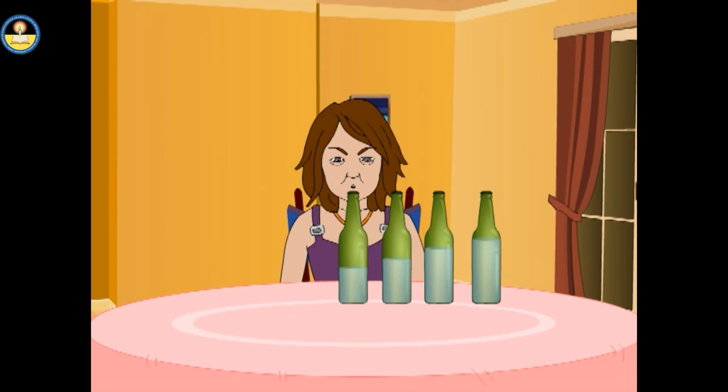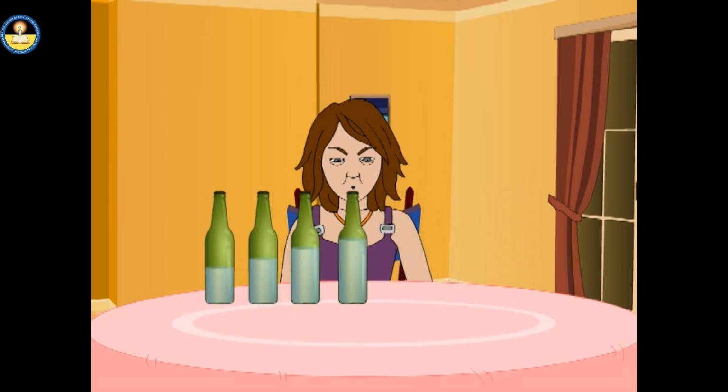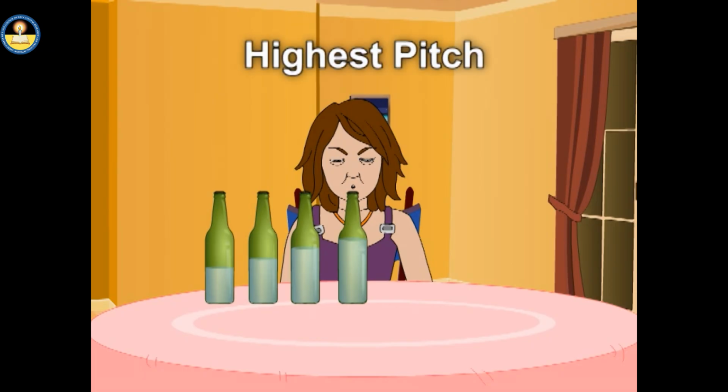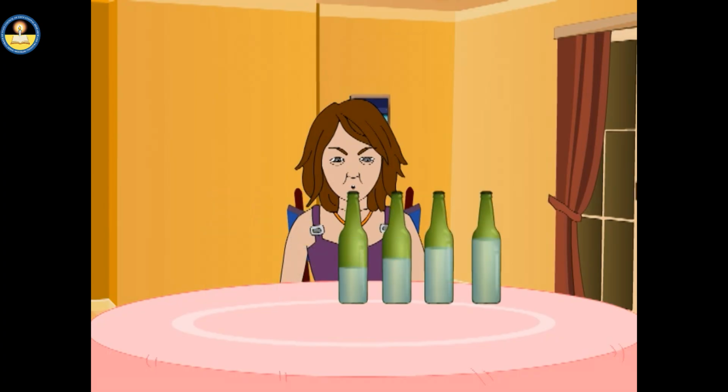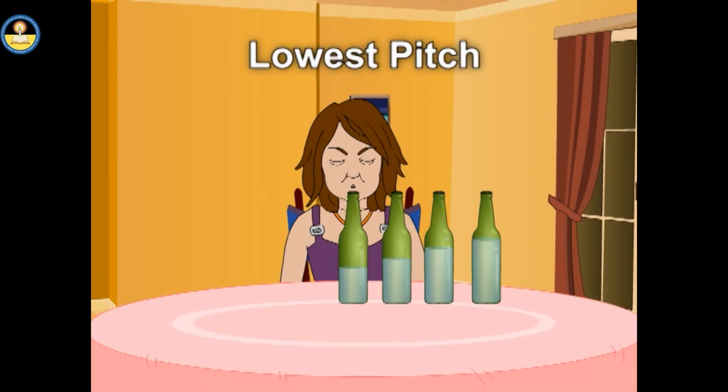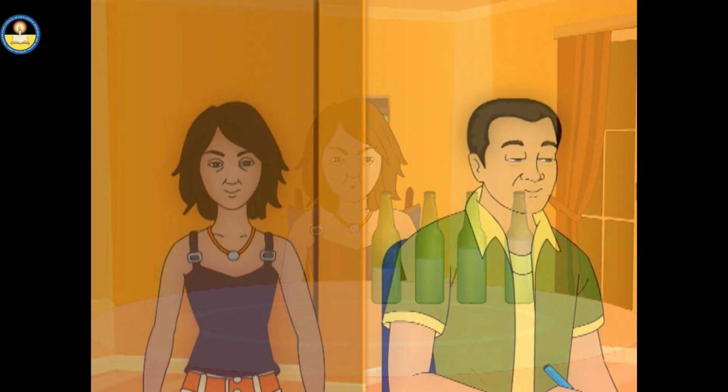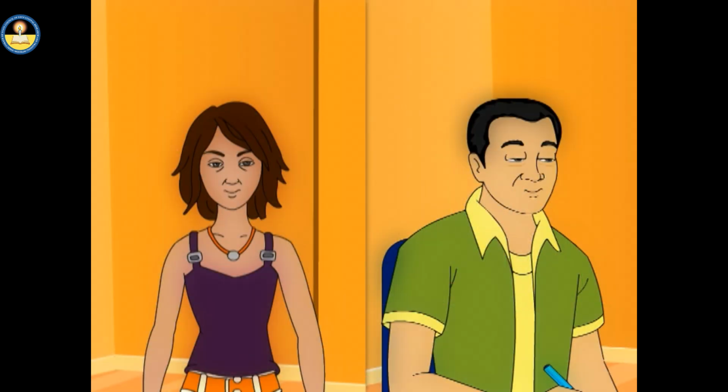Here, it can be noticed that the sound from the bottle filled with water up to the maximum level produces sound of the highest pitch, and the sound from the bottle filled with water up to the minimum level produces sound of the lowest pitch. It is clear that men have low-pitched voices, and women have higher-pitched voices.